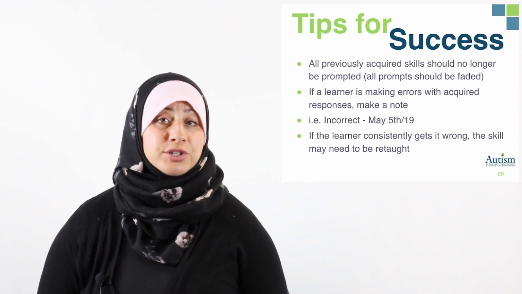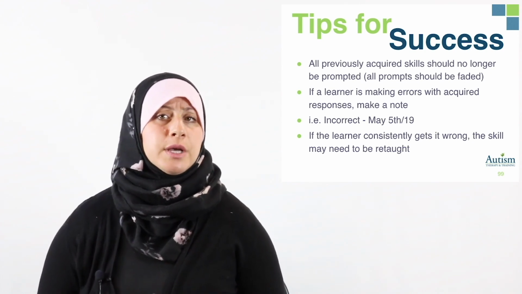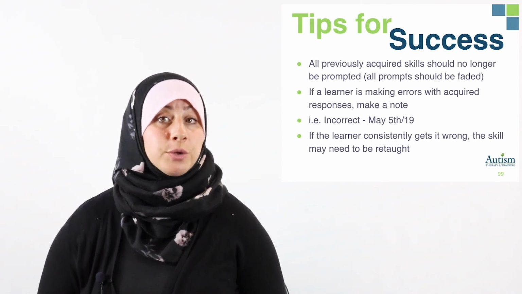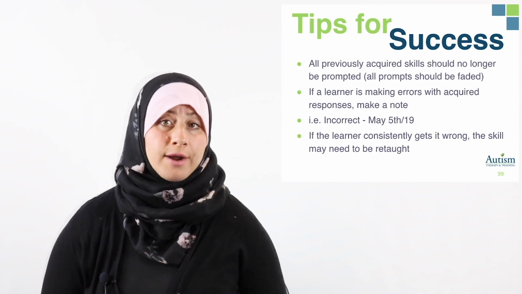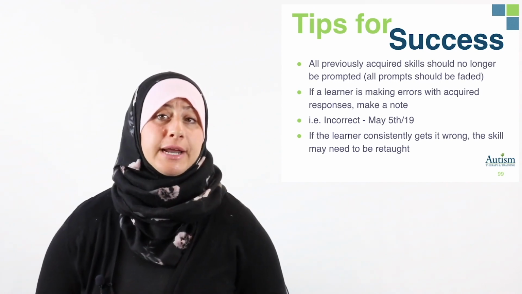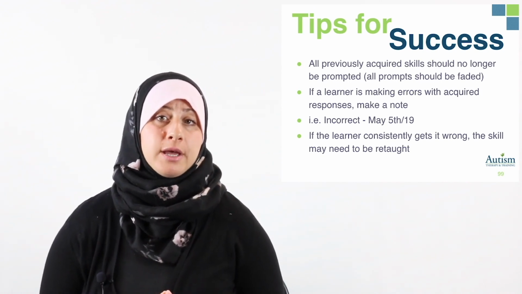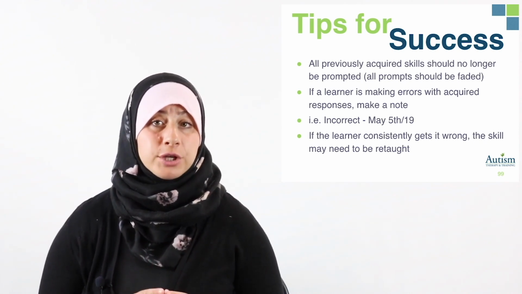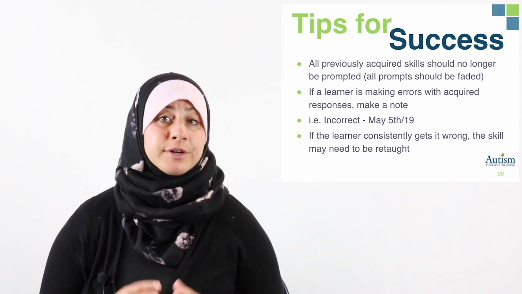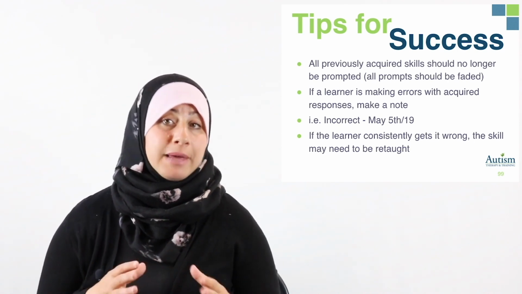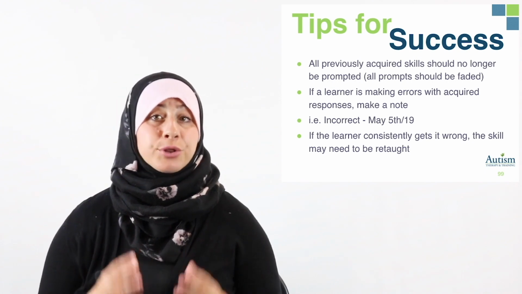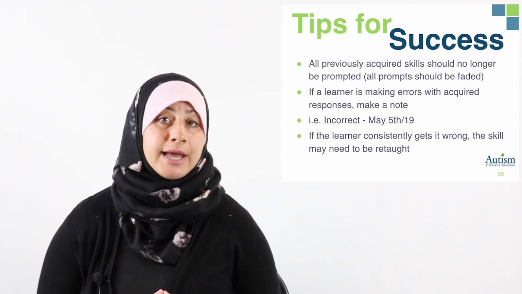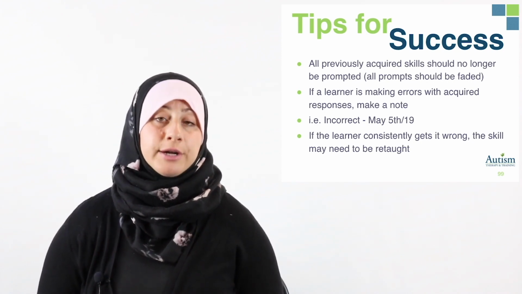If your learner has mastered skills but is not responding to you, this could be due to a lack of instructional control. So we need to be sure that you have gained that instructional control prior. If a learner is making errors with acquired responses, make a note of it. You can make a note of it on the back of the cue card, writing down the date. For example, you can write incorrect May 5th, 2019. After 3 incorrect dates, you may need to pull that card out and reteach it. Again, you'd need to speak to your supervisor here about this one.